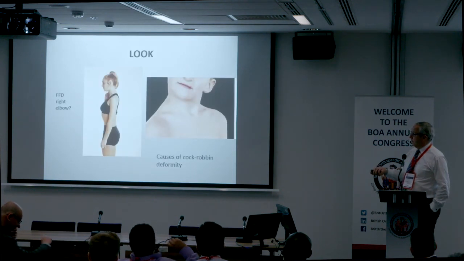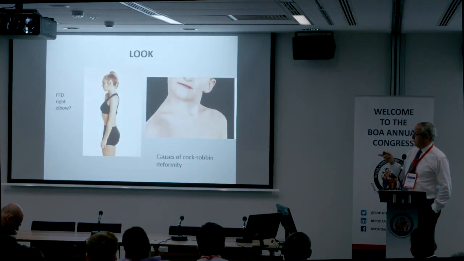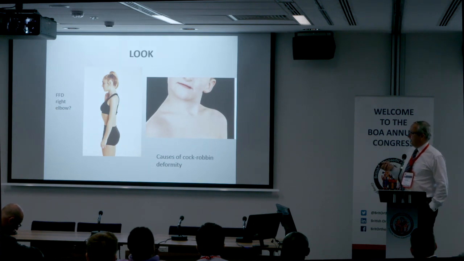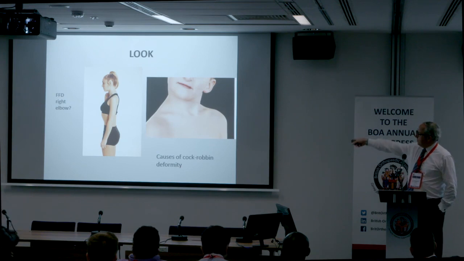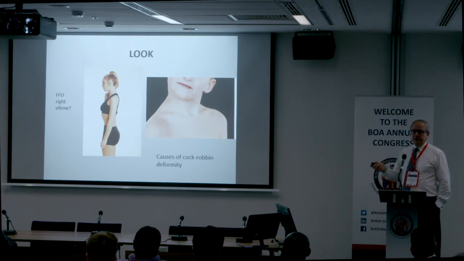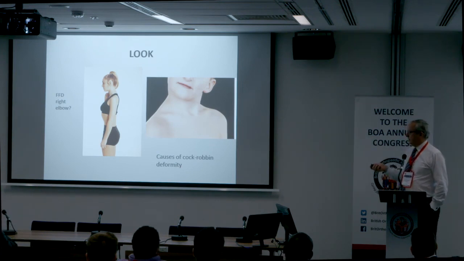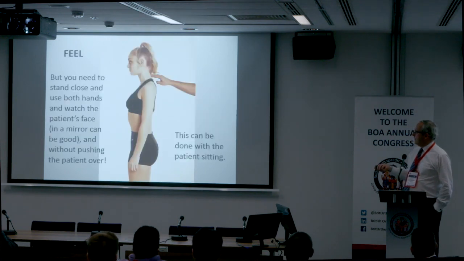Have a look and see what's what. The only abnormal sign I can see in this lady is a possible fixed flexion deformity of the right elbow for some reason. But on the right, you know, cock-robin deformity, you'll pick up deformities of the neck, and you need to just be aware of what these are.